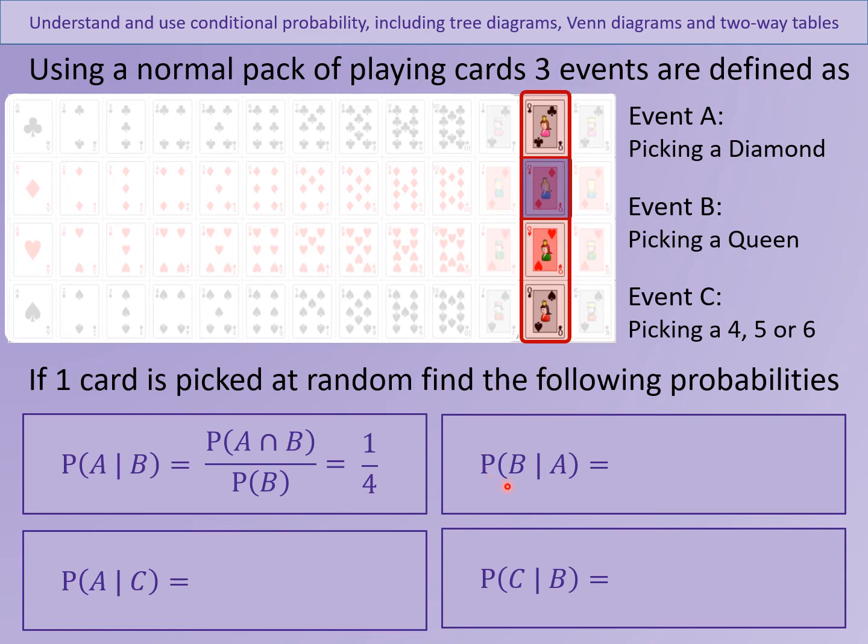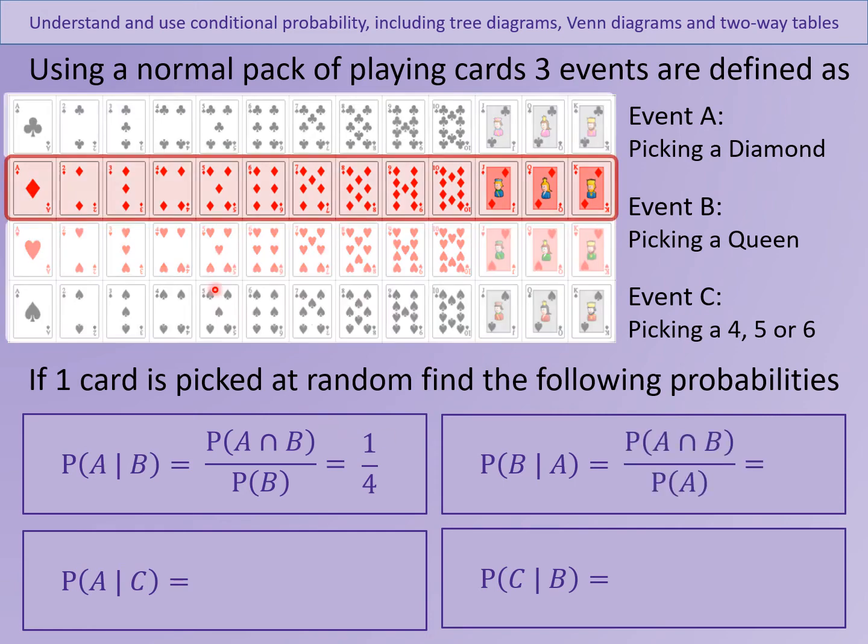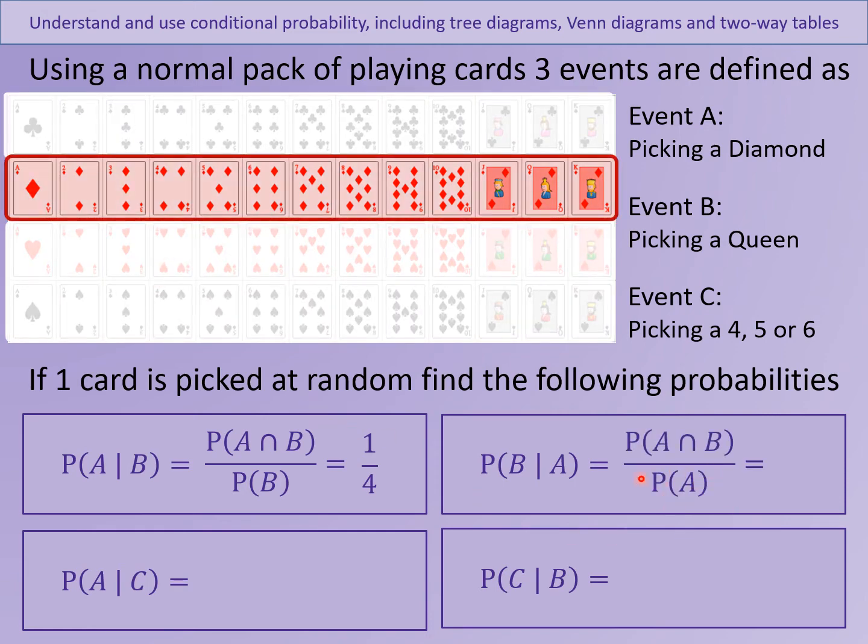Okay, so the probability of getting a queen, given that I know I've got a diamond? So again, your friend says, I've got a diamond, so you know it's one of those 13 cards just there. What's the probability out of those diamonds that you get a queen? Well, it's 1 card out of a possible 13. So look at the difference between those two. Swapping those letters over makes a big difference to the probability.